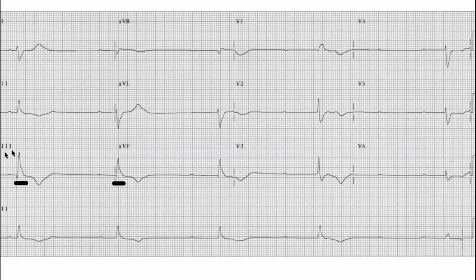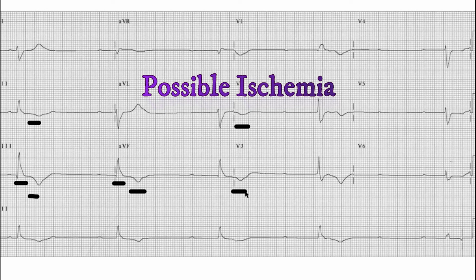Other important findings in this ECG include T wave inversion in lead 2, lead 3 and lead aVF. Similarly, there is T wave inversion in leads V2, V3. So there is a possibility of associated ischemia in this case.